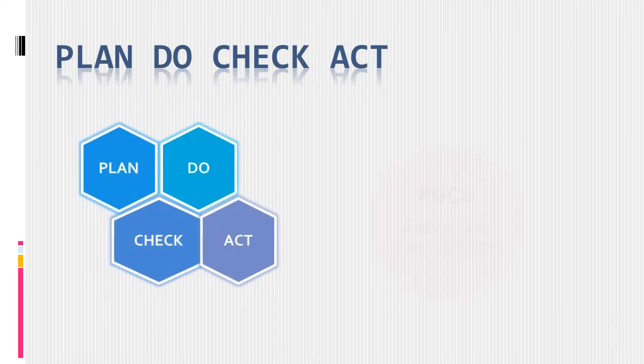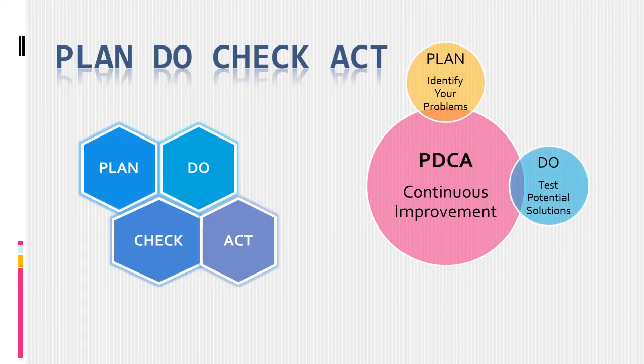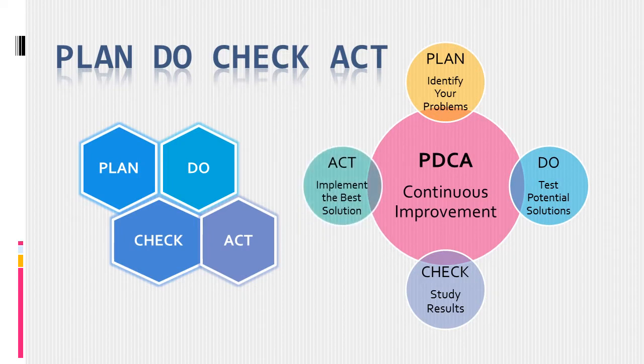Plan, Do, Check, Act. PDCA continuous improvement. Plan, identify your problems. Do, test potential solutions. Check, study results. Act, implement the best solution.